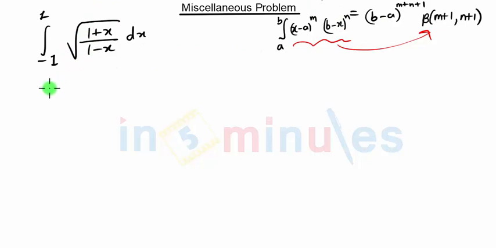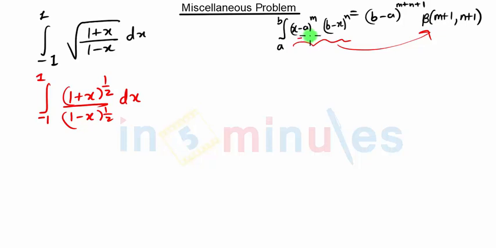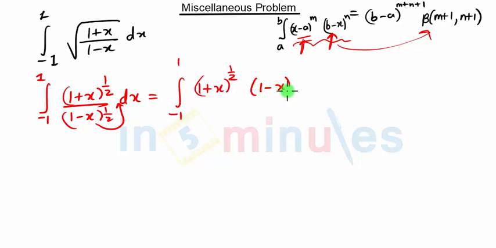So we have integration of minus 1 to 1, 1 plus x the whole raised to half upon 1 minus x the whole raised to half into dx. Since both the terms are in the numerator, we take 1 minus x the whole raised to half in the numerator, we will get minus 1 to 1, 1 plus x the whole raised to half into 1 minus x the whole raised to minus half into dx.